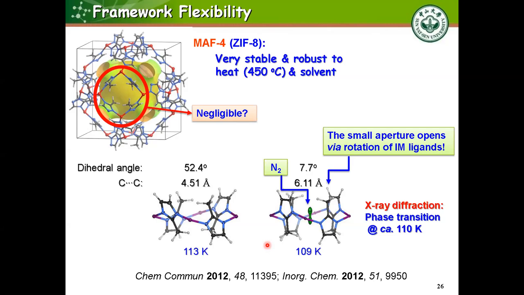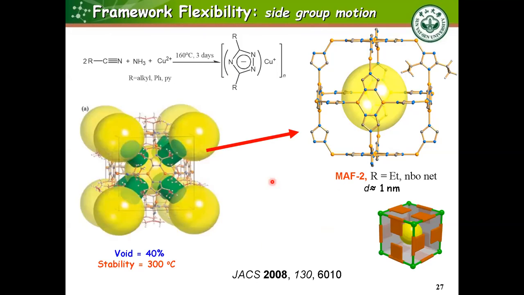From this observation, we can see that the framework flexibility of a MAF or a ZIF is a drawback for precise molecular sieving.